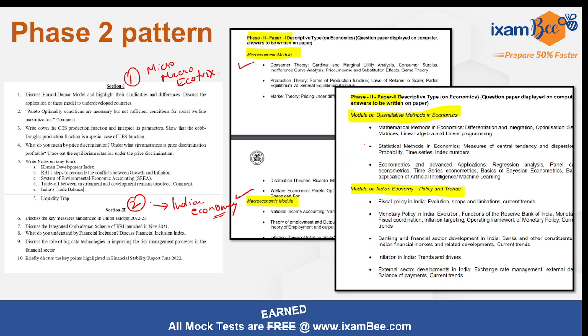And then the second paper in phase 2 will be focused on your module on quantitative methods in economics, which will include statistics, econometrics, and mathematical methods in economics, and your module on Indian economy. So you can say these two sections have now been broken down into two separate papers with defined syllabus in the new pattern.